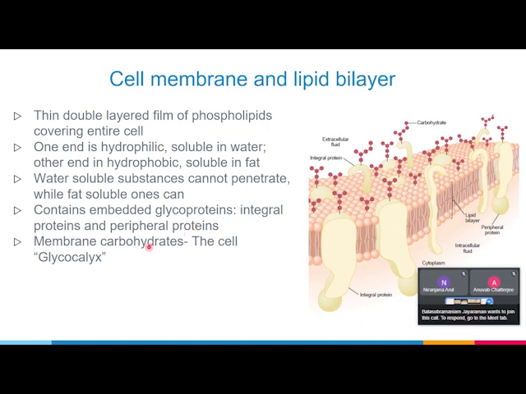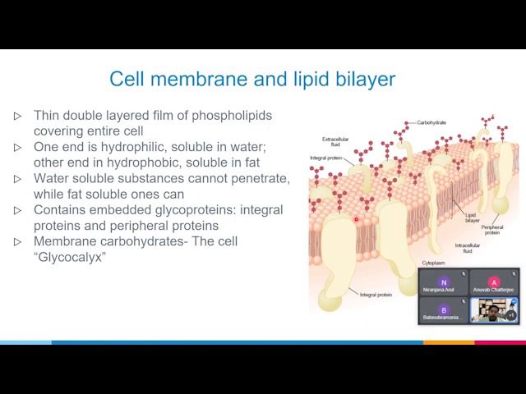The entire membrane carbohydrate complex is known as the cell glycocalyx. As I said, the integral as well as the peripheral proteins are glycosylated, so they have sugar moieties present and expressed on the surface of the cell. This gives a very unique signature to different cells. Depending on what membrane carbohydrates are present, cells can be differentiated based on them.